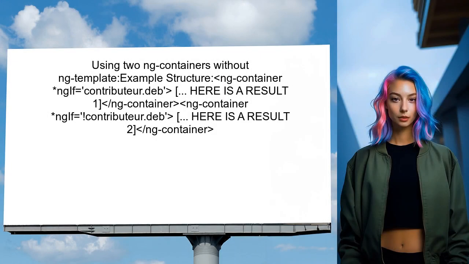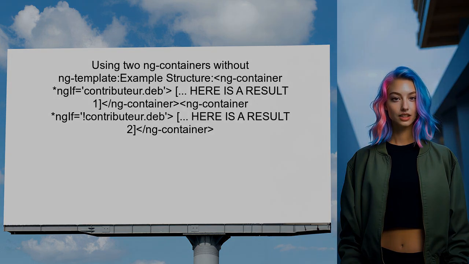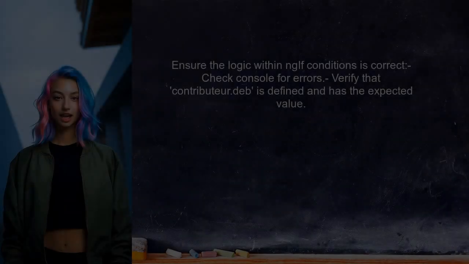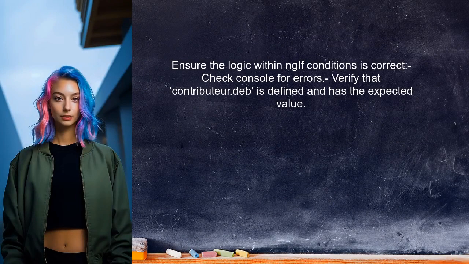If the user wants to avoid using ng-template altogether, they can use two ng-containers. However, they must ensure that the second ng-container is not trying to act as a template reference. Instead, it should be used to display the alternative content directly. Finally, the user should ensure that the logic within the ngIf conditions is correct. If the user encounters errors, they should check the console for any messages that might indicate what is going wrong.